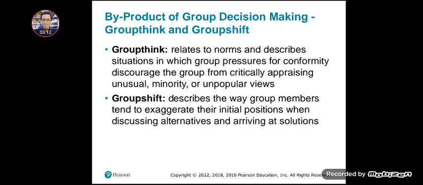And then another one, we call it group shift. Group shift describes the way group members tend to exaggerate their initial positions when discussing alternatives and arriving at solutions. So it means that some of the group members will tend to exaggerate their positions in the group, their influence towards the other members of the group when discussing any alternatives, and also try to reach the same mutual solution.